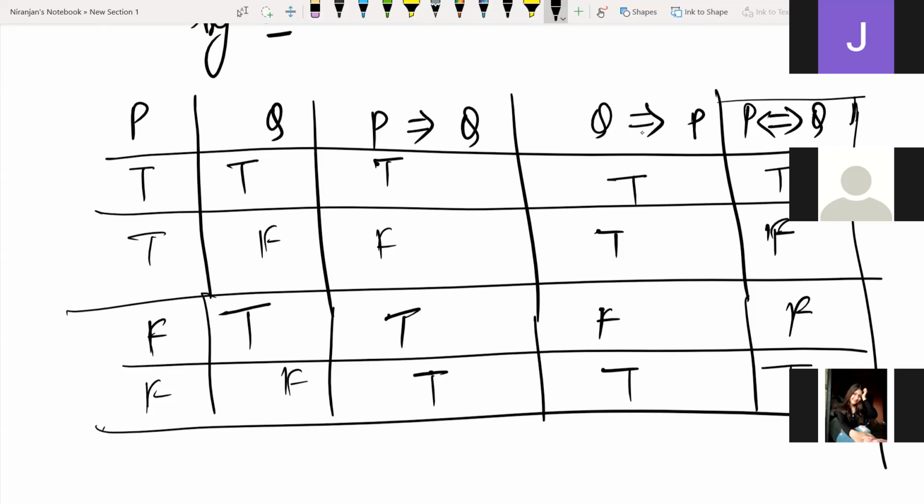Why do you think when one of the statements is false in a biconditional, you get false? Anyone? So P implies Q, but Q does not imply P. So that's why it cannot be biconditional, right? It has to be that both of them satisfy each other. Who said it?